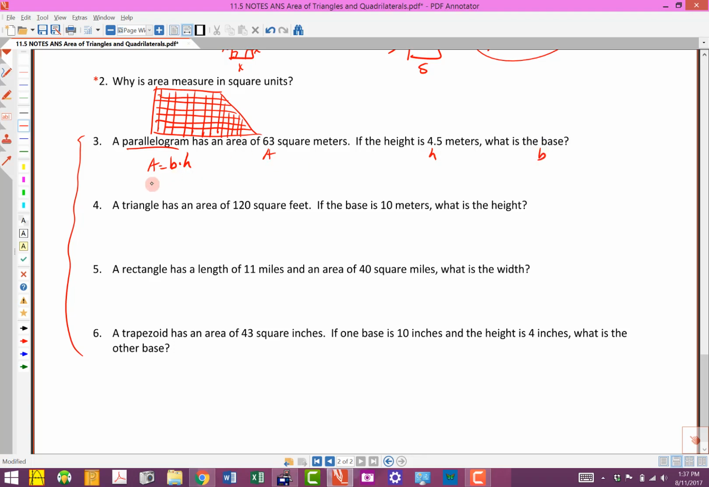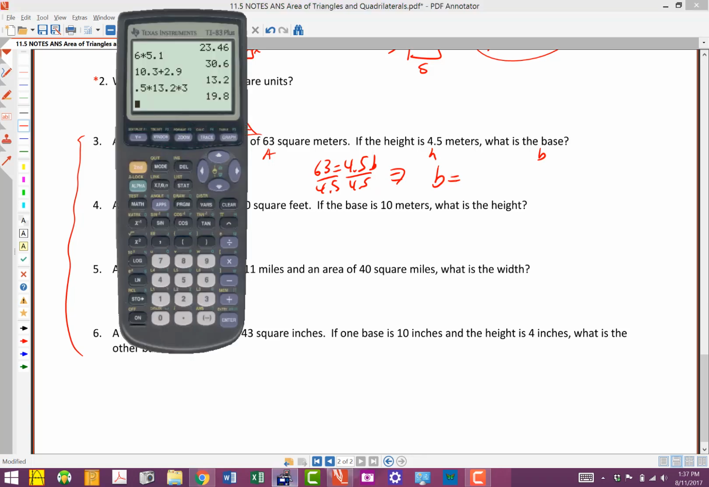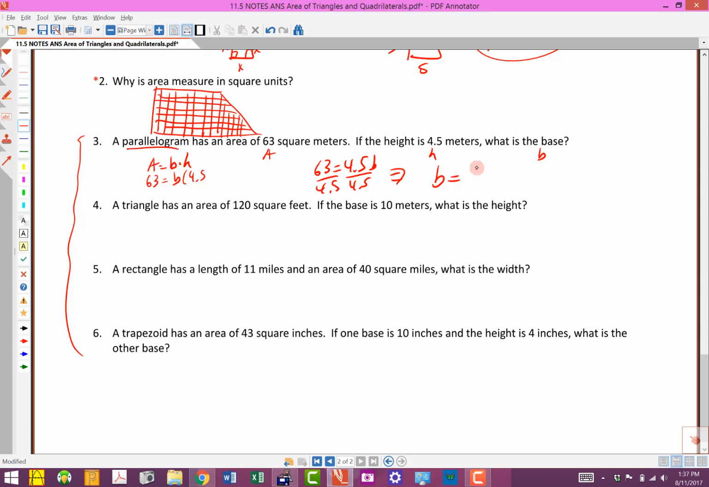So we would know that this is 63. We would know the height is 4.5. And we don't know the base. So we're basically saying 63 equals 4.5 times the base. So we could divide both sides by 4.5, and that'll tell us what the base is. So I'm going to grab the calculator. Let's figure that out. I think this works out pretty nicely. 63 divided by 4.5, and we end up with 14. And then we want to make sure we've got the units right. Square meters, meters. This has got to be in meters.